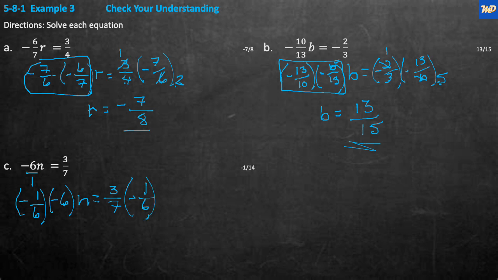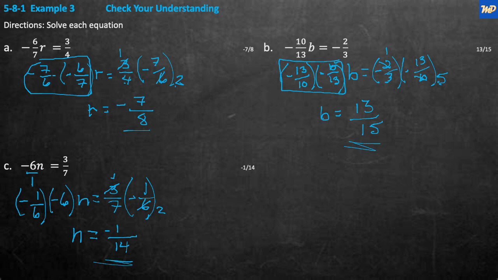These cancel. The 6's. 6 over 6 is a 1. 1 times 1 is 1. Negative times a negative is a positive. So n, a positive n, equals, we can factor out the 3 out of the 6. So we factor a 3 out of the 3 and get a 1, 3 out of the 6 and get a 2. So we have 1 times 1 is 1. And it's going to be negative because this is a positive over here. It's going to be a negative 1. And 7 times 2 is 14. So the answer is negative 1/14.